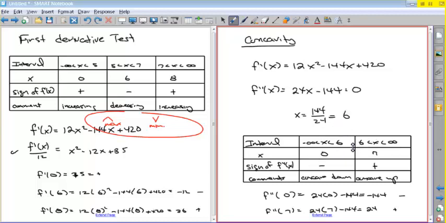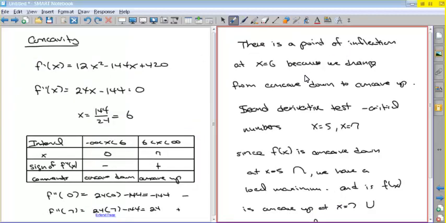Then you can use that information to go back and check what you did for the first derivative test. You're going to look at the critical numbers, see which intervals those are in, and see whether it's concave up or concave down. If it's concave down, then it's a maximum. If it's concave up, it's a minimum.